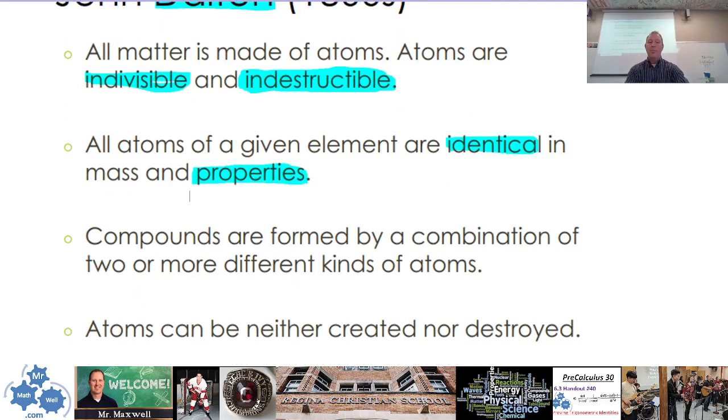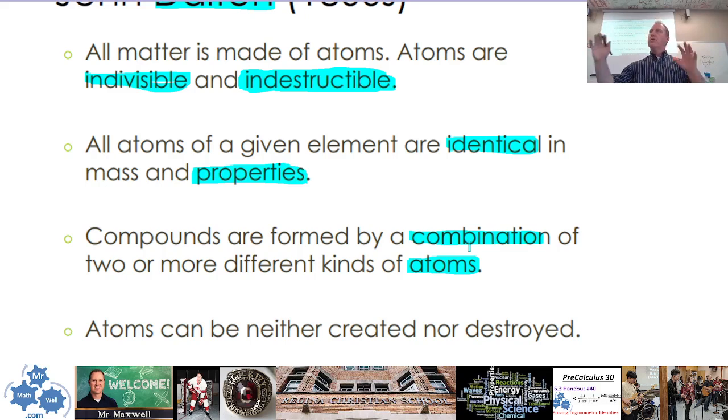Compounds are formed by a combination of two or more different kinds of atoms. Okay. So all the compounds that we see, all the different materials that we know of or can make, come from a combination of atoms. Okay? Formed by, so combination is your word, of two or more different kinds of atoms. So water, H and O, H2O. Hydrogen and oxygen. Carbon dioxide, carbon and oxygen. Ammonia, nitrogen and hydrogen. Magnesium sulfate, magnesium, sulfur, oxygen.